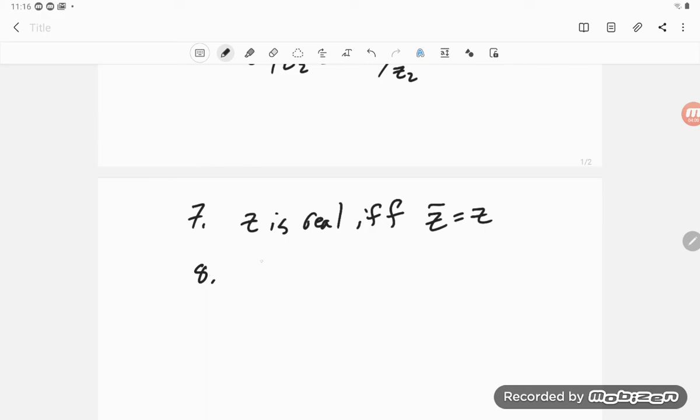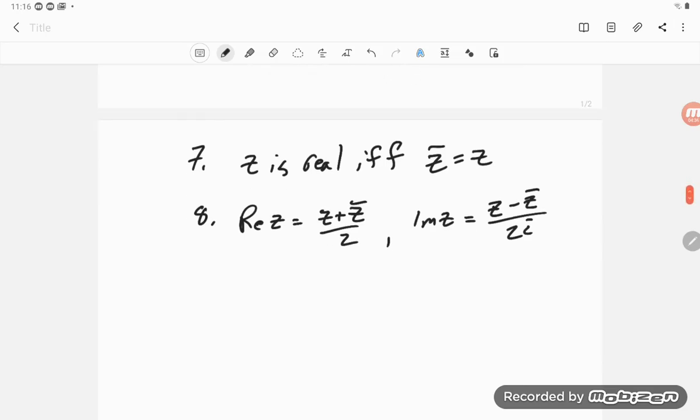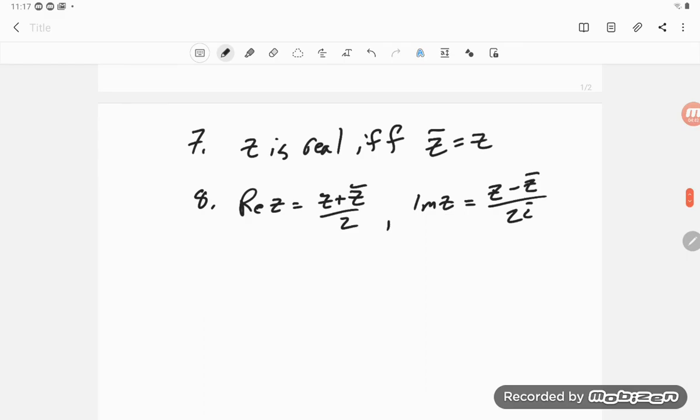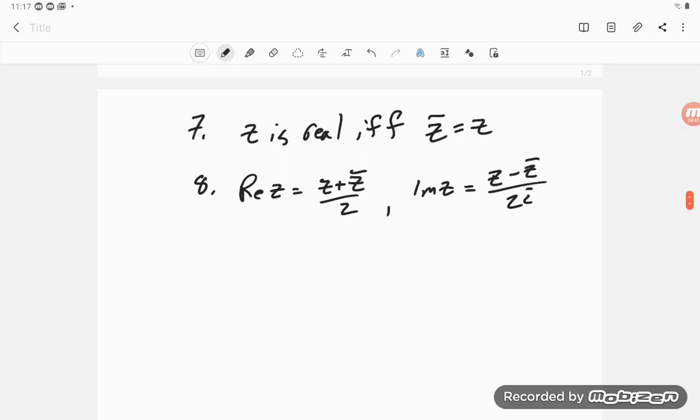And 8, if I want to get the real part of z, I can simply take z plus z conjugate over 2. And if I would like to get the imaginary part of z, I can just take z minus z conjugate over 2i. Because if I'm trying to get at the imaginary part, I will have an i stuck in there, but the imaginary part of z, remember, is a real number, and that's why we're dividing by i there.